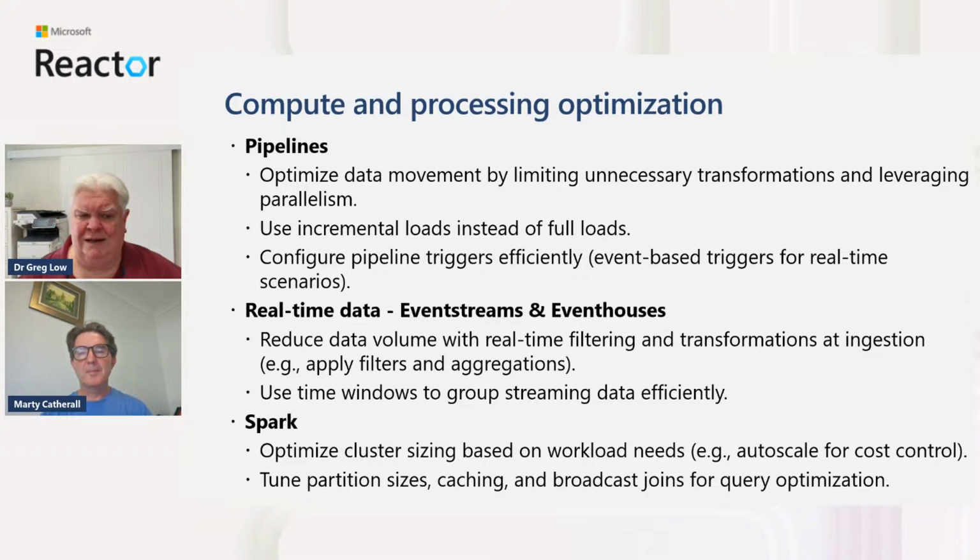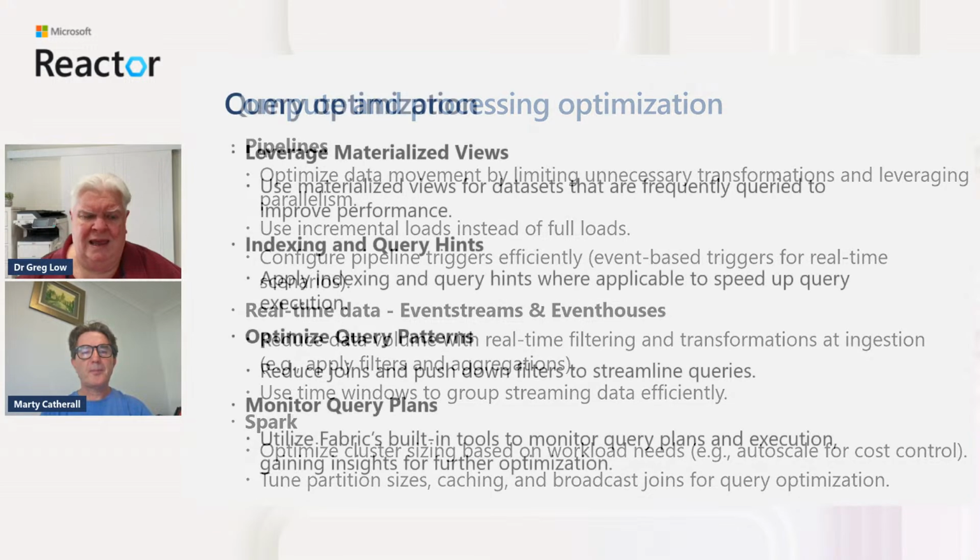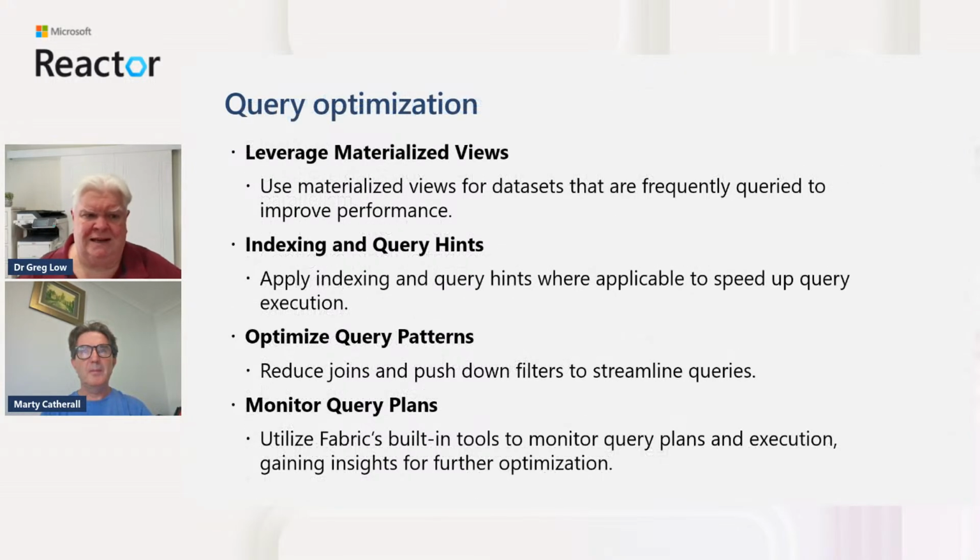And so you might need to be thinking about, how do I decide what the appropriate cluster size is for working with the Spark cluster? And again, partition sizes, caching, these sorts of things make a big difference in terms of how it ends up performing. In query optimization, as I said, they mention materialized views.